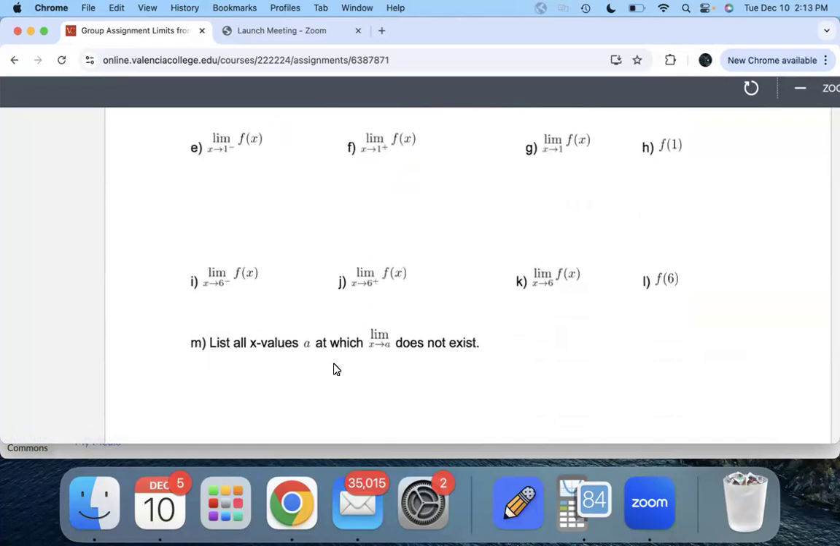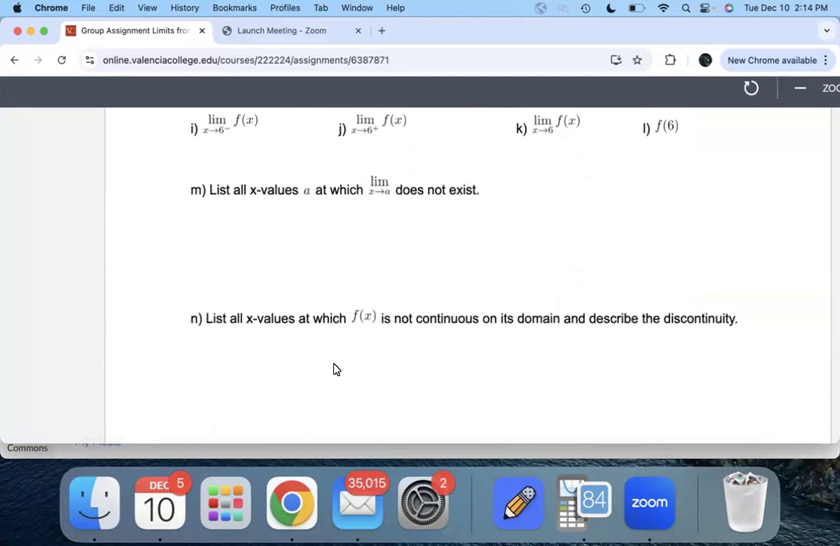Places where the limit doesn't exist. A limit can fail to exist if either of the one-sided limits doesn't exist, or if the one-sided limits don't agree. Now, this one is tricky. Places where the function's not continuous on its domain.